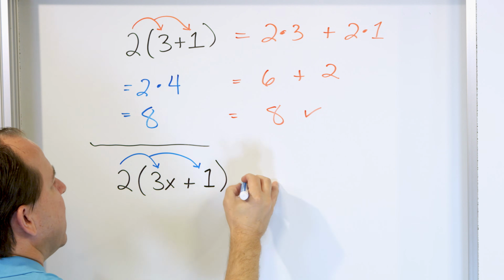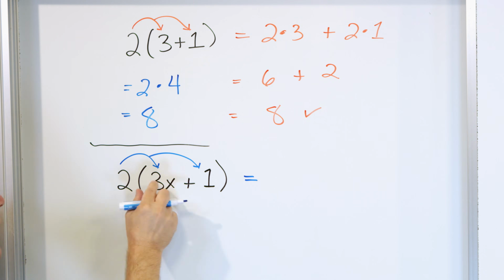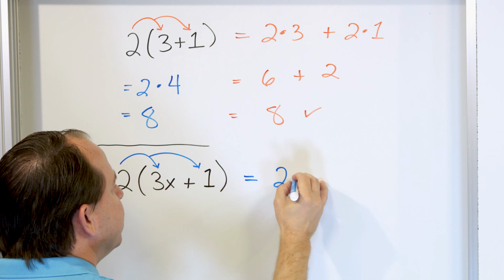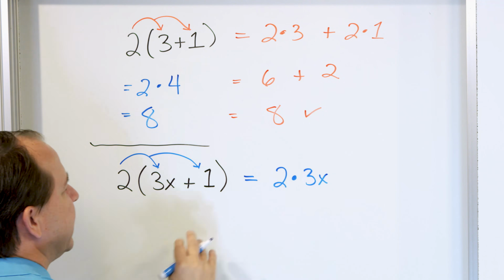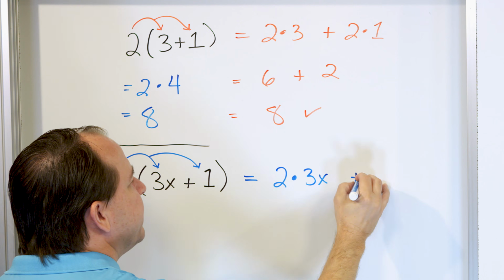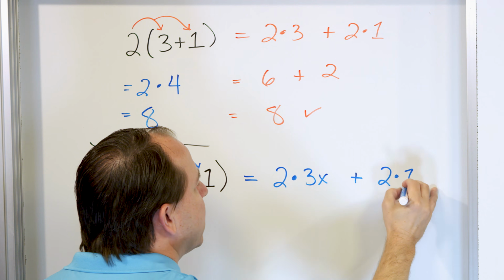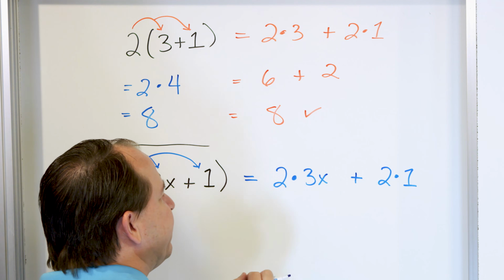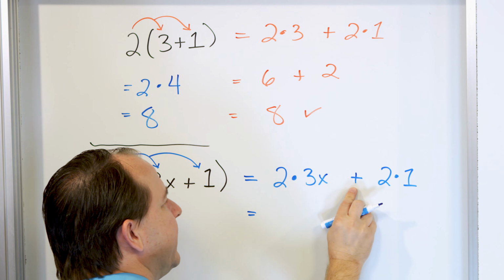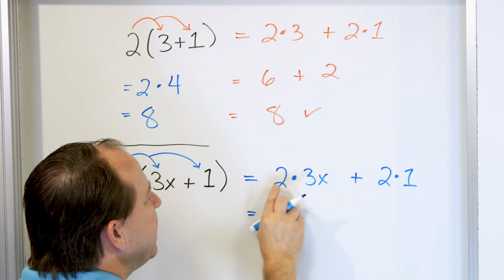So what do we do here? Now that we have 2 times 3x, we can just write that as 2 times 3x, like this. And then the plus sign comes here, and then the 2 gets multiplied times the 1. Right? And just like before, we have to do multiplication first, before this addition, right? From order of operations. So what is 2 times 3x?